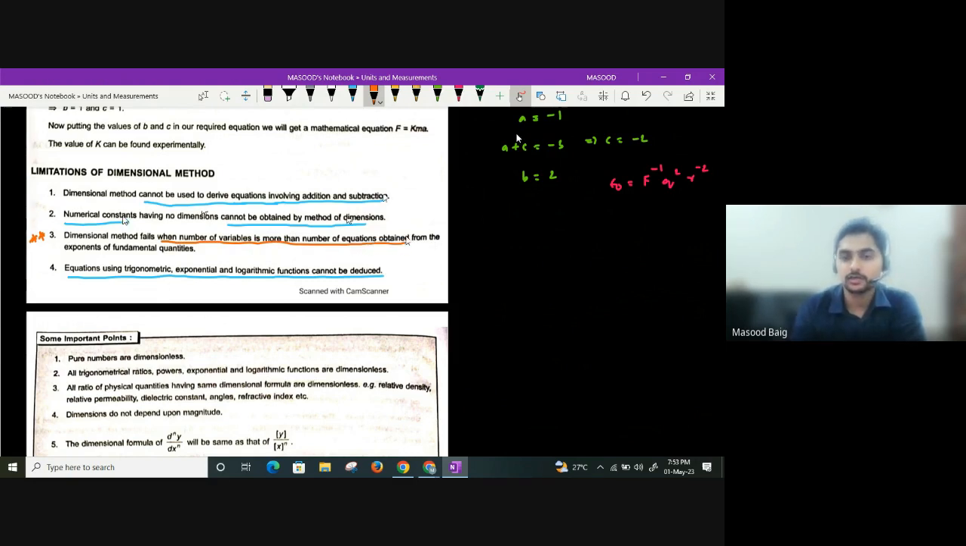So here we have 3 variables, and I'm going to get 4 equations, guys, so I'll be able to solve it. But let us say I have 4 variables and only 3 equations. Then I'll not be able to solve that, guys. Clear, all of you? Right?